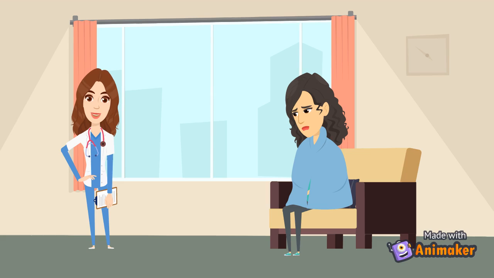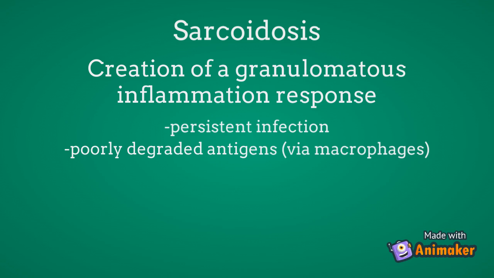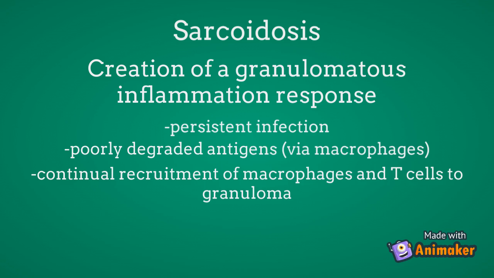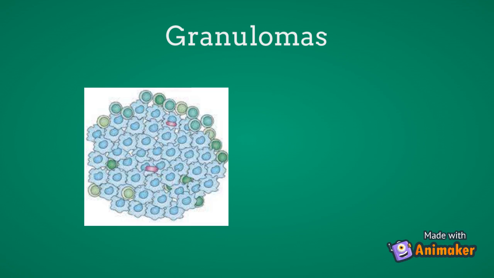Now let's discuss some of the unique elements involved in sarcoidosis. The primary etiology of sarcoidosis revolves around the creation of a granulomatous inflammation response. This results from persistent infection due to poorly degraded antigens and is maintained through the continual recruitment of macrophages and T cells to the site of the granuloma. The persistence of antigens and immunostimulatory molecules contribute to the inflammation that creates the pathology of sarcoidosis.